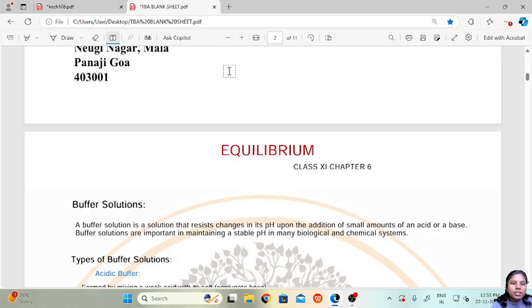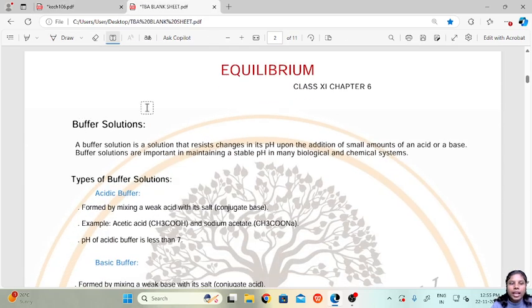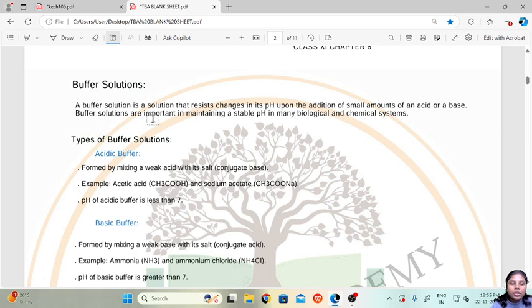Now next, let's go to the final topic, that is buffer solutions. A buffer solution is a solution that resists change in its pH upon addition of a small amount of an acid or base. So what we are saying is that a solution can resist a change in pH when you are externally adding acid or base. The change due to the addition of a new substance is resisted by the solution. It will not show up on the pH scale. Such solutions are called buffer solutions. Buffer solutions are important in maintaining a stable pH in many biological and chemical systems.